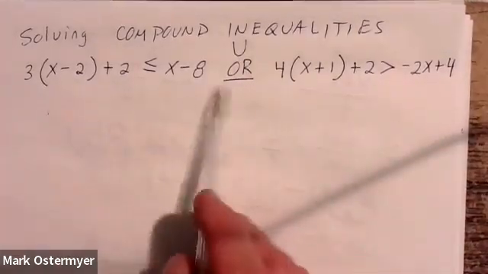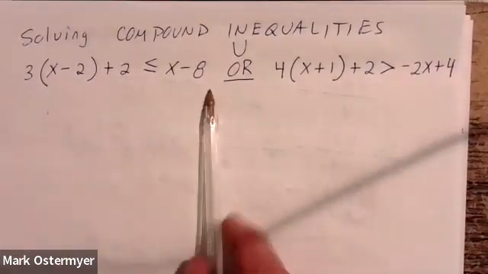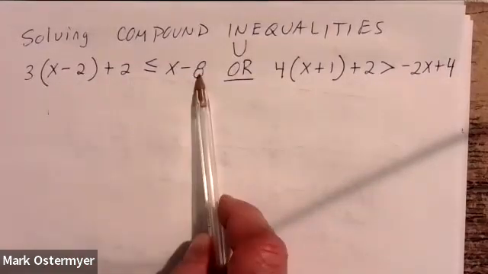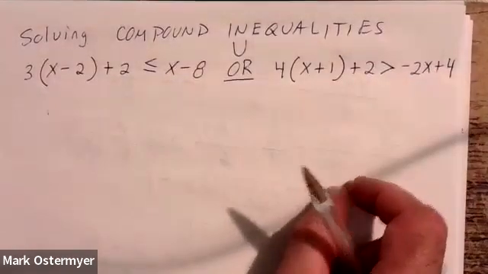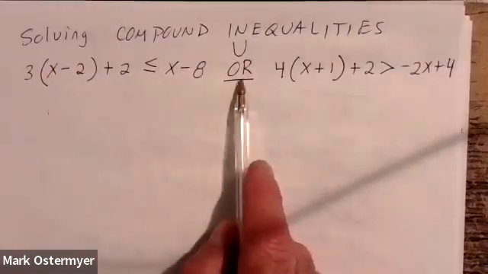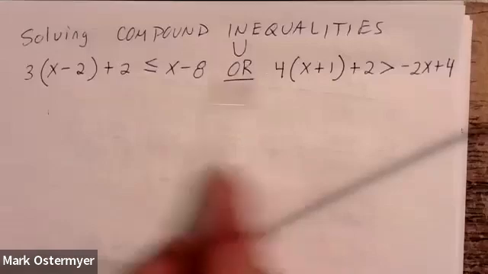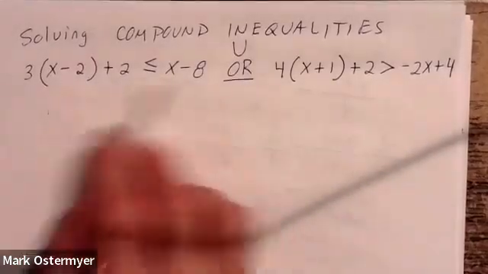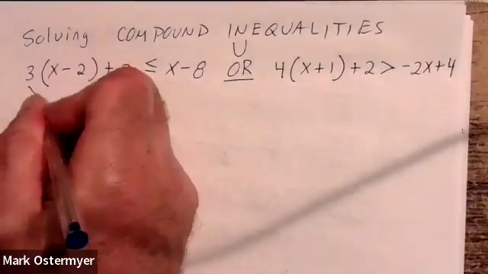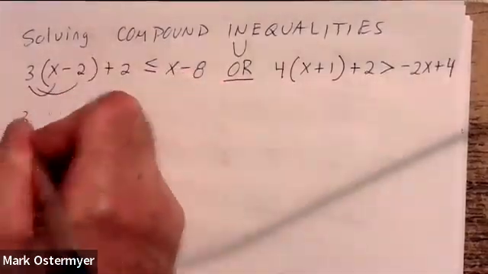Okay, so to solve this compound OR inequality here, we're going to have to solve each of these inequalities individually. So I'll solve this one for x, I'll solve this one for x, and then we're going to join the solution sets together to form the solution set of this entire compound statement here. All right, so how do we solve for x here? I am going to distribute the 3.